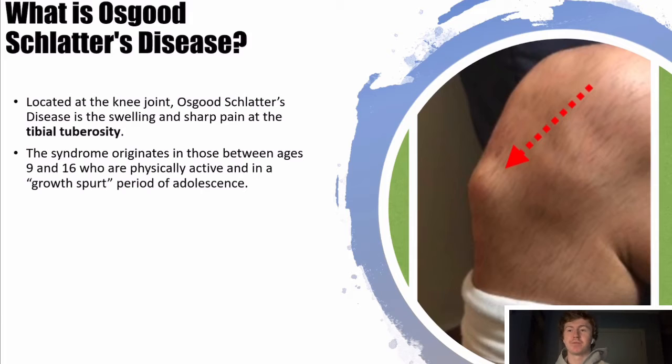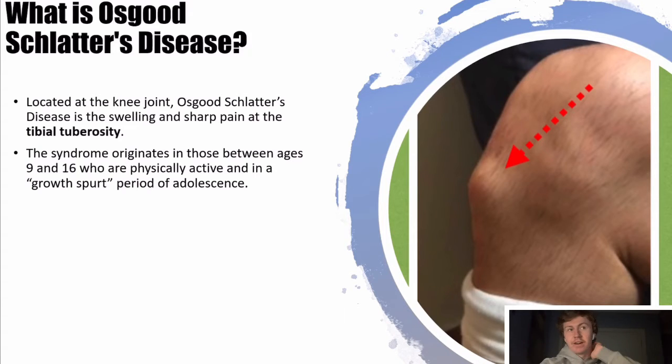As you can see, it's just below the patellar tendon, where the pressure of jumping and landing causes the patellar tendon to pull on the growth plate, which causes extreme pain, which I've experienced because I had Osgood-Schlatter's before. The syndrome originates in those between ages 9 and 16 who are physically active and in a growth spurt period of adolescence.